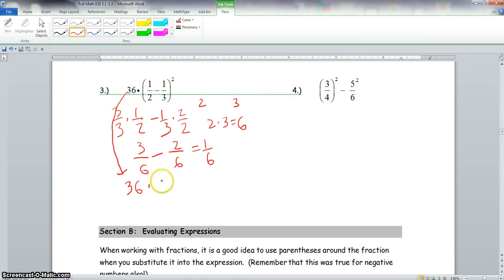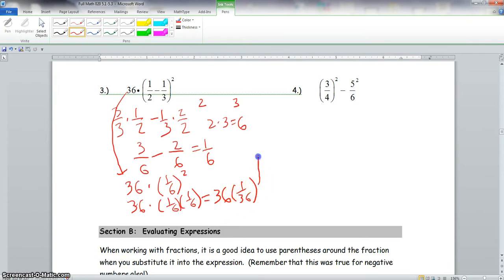times, and then in parentheses we have 1/6, and that's squared. Now we know we do this exponent first. 1/6 squared is the same thing as saying, let me write this 36 down, 1/6 in parentheses times 1/6 in parentheses. So this would be 36. 1 times 1 is 1, and 6 times 6 is 36. Now we have 36 times 1/6.